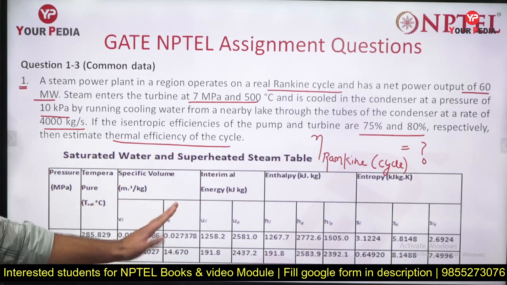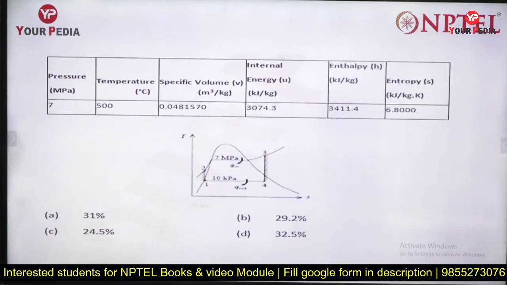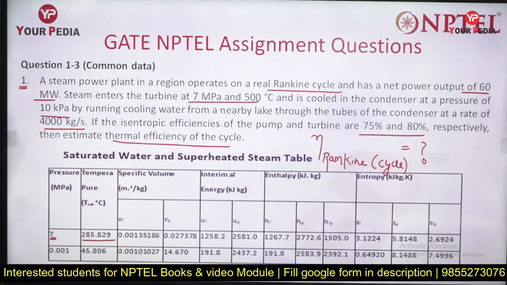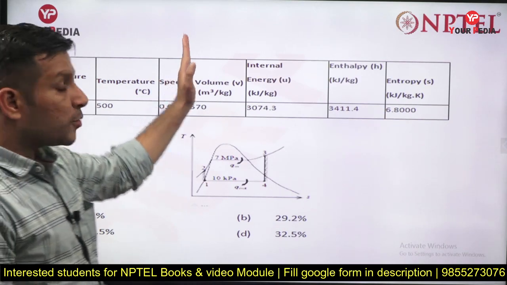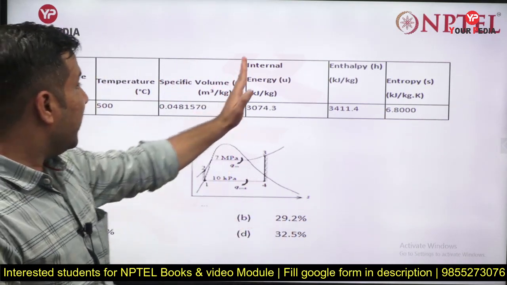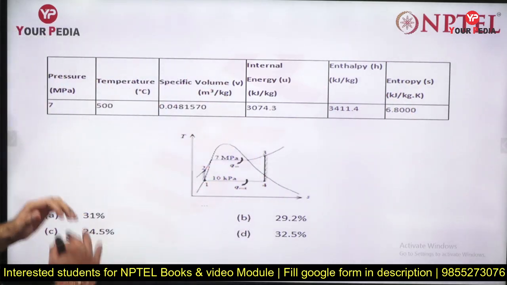So the data is given to you. This is the first part of the data, and he has given you some more information. Let me move to that also. This is a steam property table related to superheated steam. The earlier one was the property table for saturated water and saturated steam, and now this is the property table for superheated steam. At 7 megapascal and 500 degrees Celsius, the specific volume of the steam will be this, the internal energy will be this, the enthalpy will be this, and the entropy will be this. All in standard units.